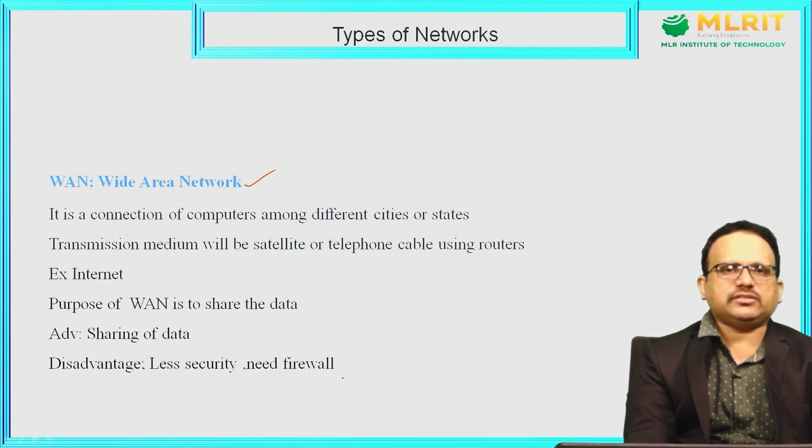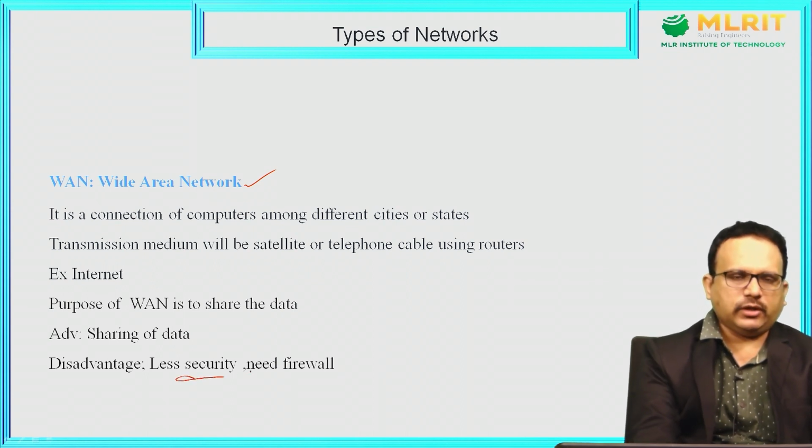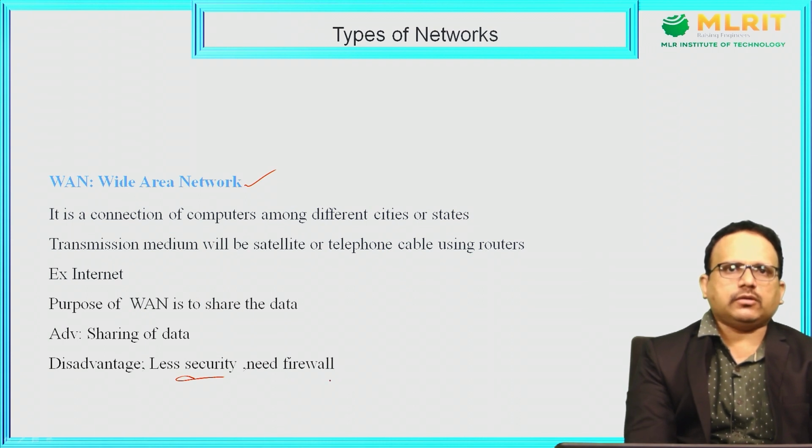Disadvantage is less security, because there is a provision for hacking whenever data is transmitted across the globe. So there is less security. In order to protect our data from unauthorized access, we need to install firewalls. A firewall is responsible for filtering incoming packets from outgoing packets. So this is what you can write with respect to wide area network.